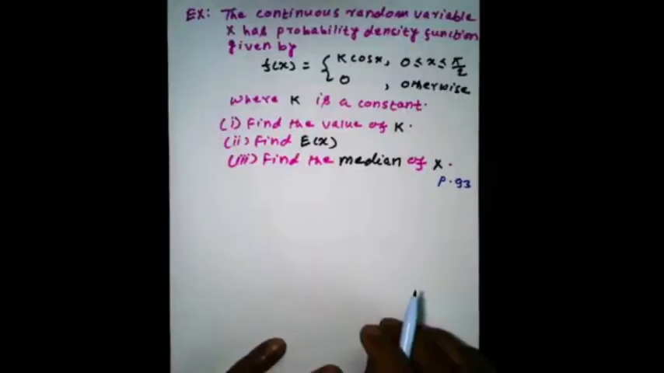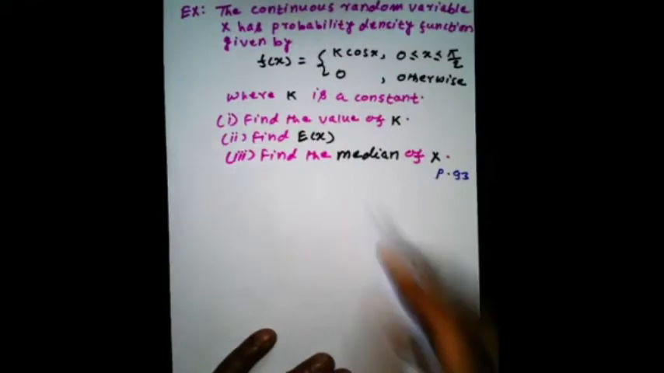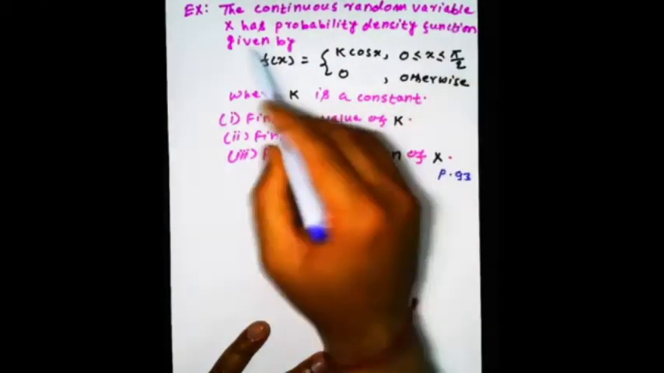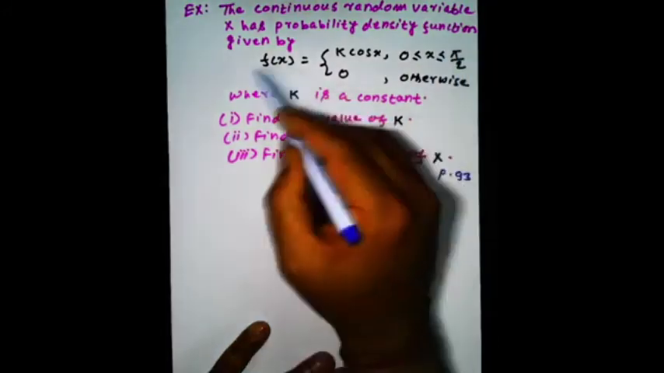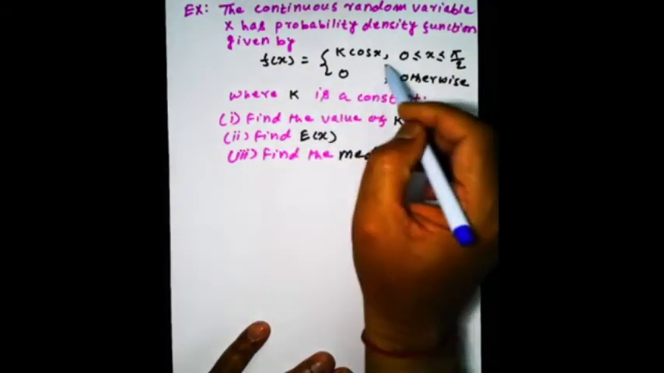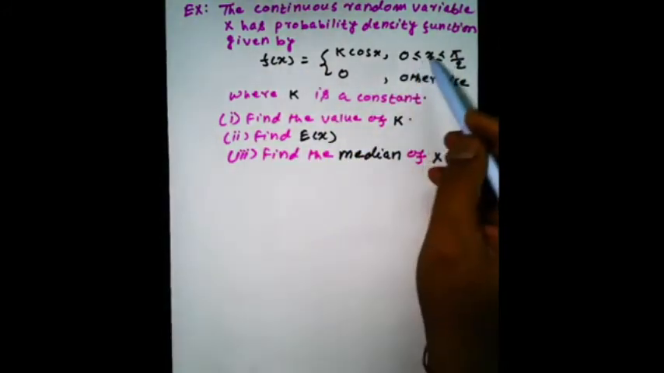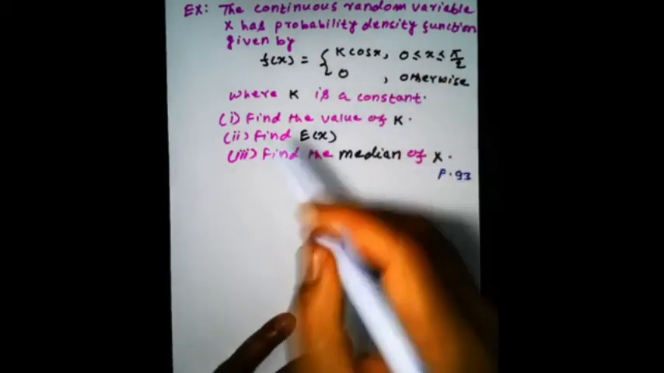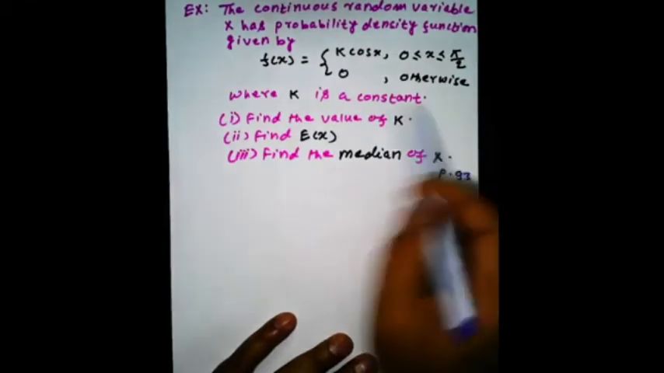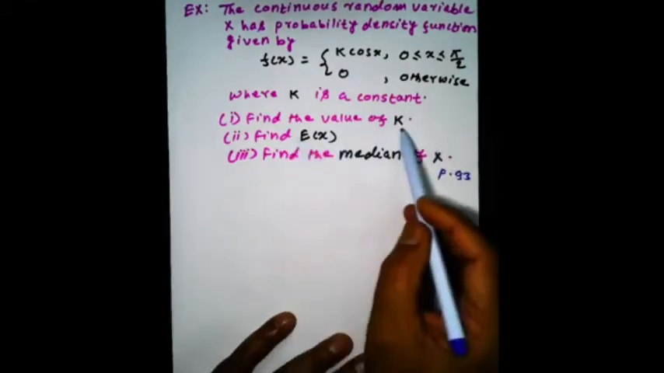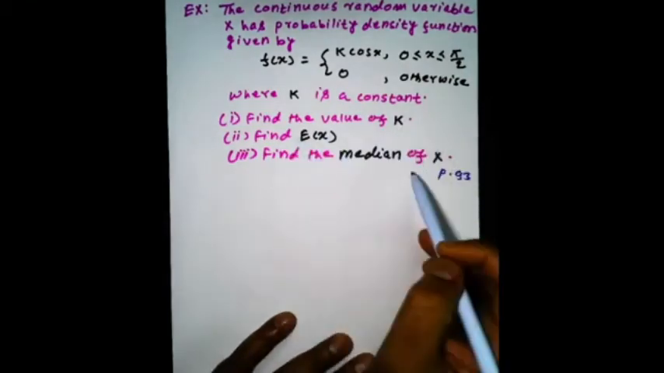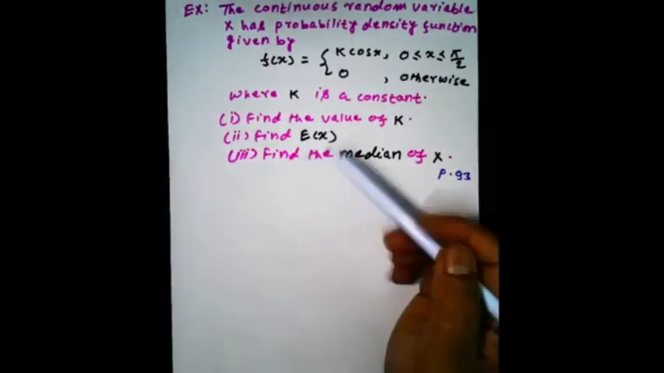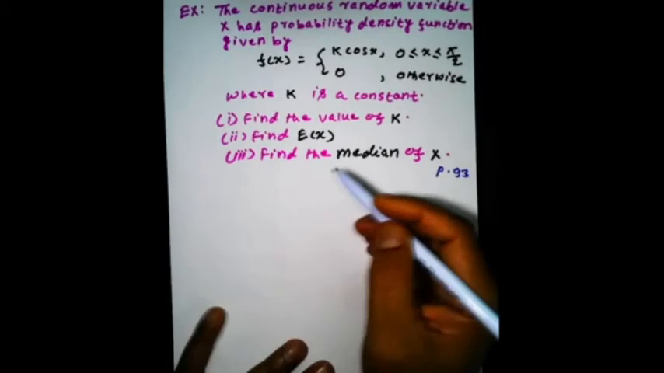Lastly, we have one more example, and this example states that the continuous random variable x has probability density function given by f(x) equal to k cos x, where the range of values of x is from 0 to pi by 2 and 0 otherwise, where k is a constant. Then you have to find the value of k, then E(x), and then also the median of this probability density function. You have to find k. We have done a lot of work on it.